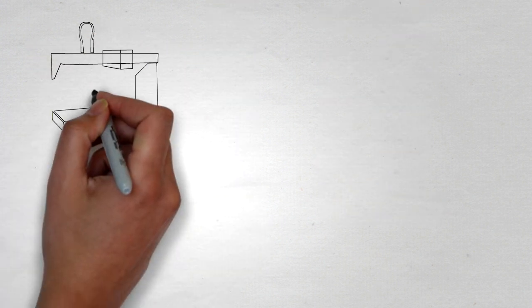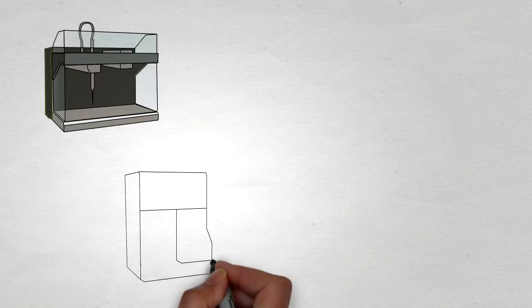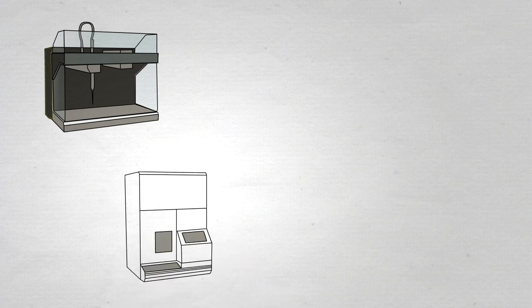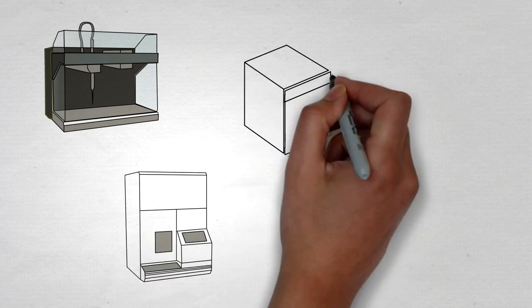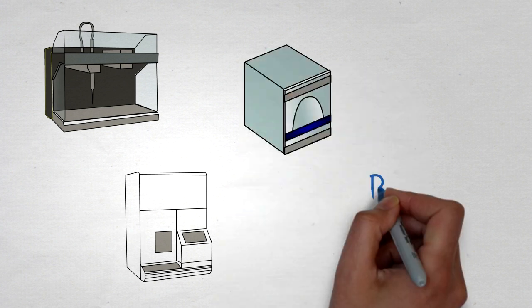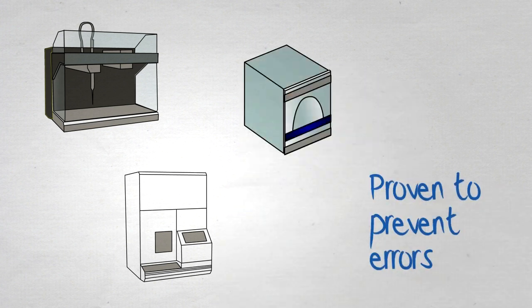STaCS interfaces with your liquid handling robots and other instruments to ensure that the appropriate SOP is followed as each instrument is used. These capabilities have been proven to prevent errors.